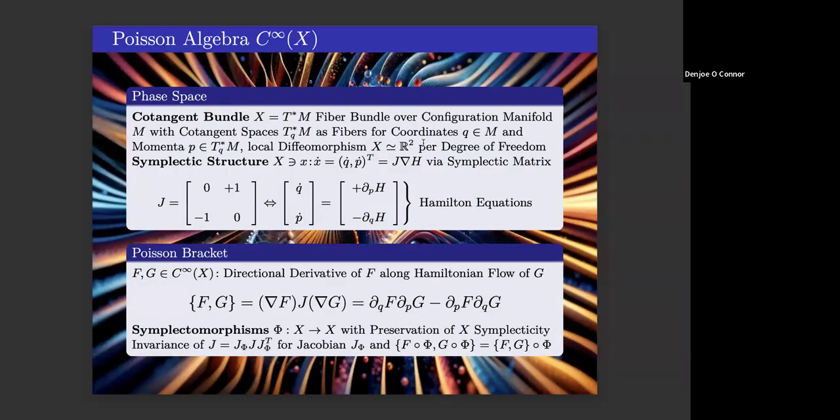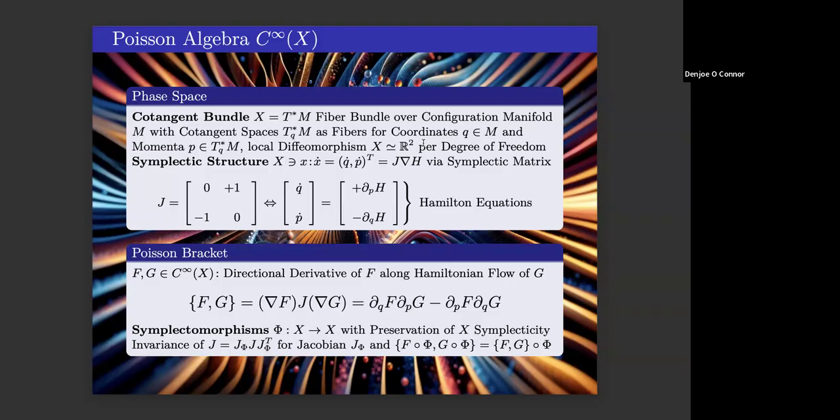So if you look in the classical physics, you look at the Poisson algebra, you have phase space. So if you have a physical system given with a configuration manifold M, and then you construct the cotangent bundle over it, you have those cotangent spaces which are fibers in this fiber bundle. And then locally it looks like R2. And then the phase space is equipped with a natural symplectic structure.